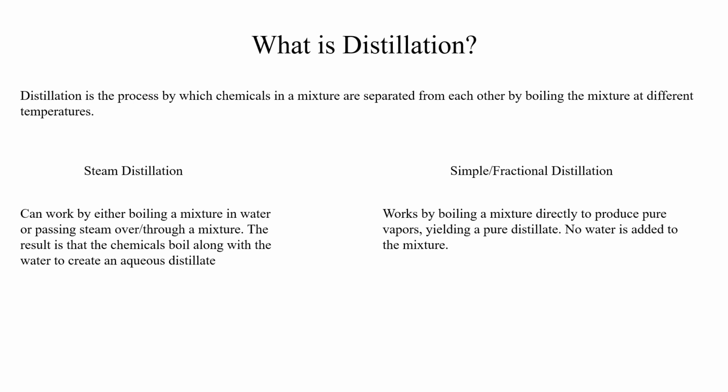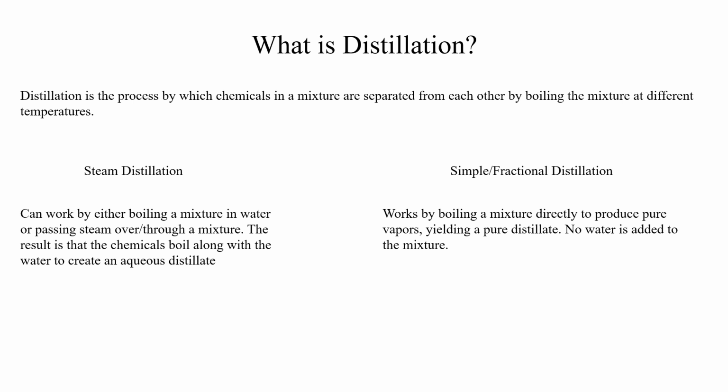So, as I mentioned before, you can separate eugenol from cloves by using steam distillation. But what is distillation itself? Put very simply, distillation is the process by which chemicals in a mixture can be separated from each other by boiling that mixture at different temperatures. Now, there are many different forms of distillation. You have steam distillation, simple and fractional distillation, as well as some more niche types.